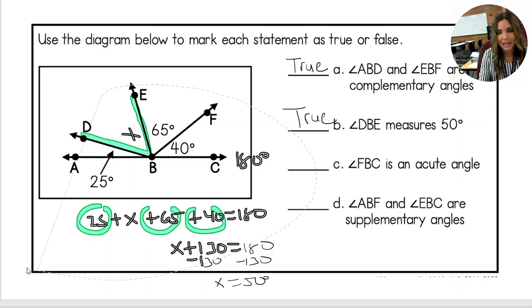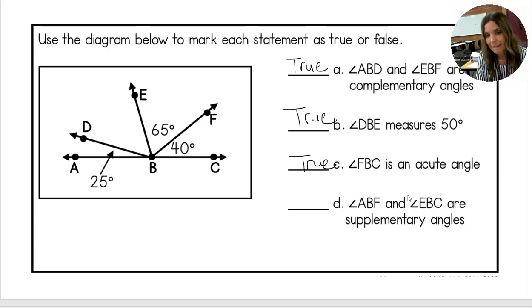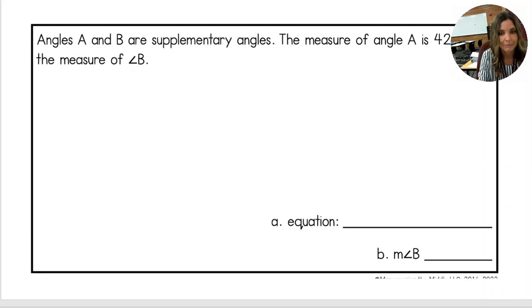So remember that acute means that the angle is less than 90. So if we look at FBC, it's 40, so we would say that statement is true. And then angle ABF and angle EBC are supplementary, and we would say that one is false. Those two angles do not add up to be 180. Okay. So let's keep going.